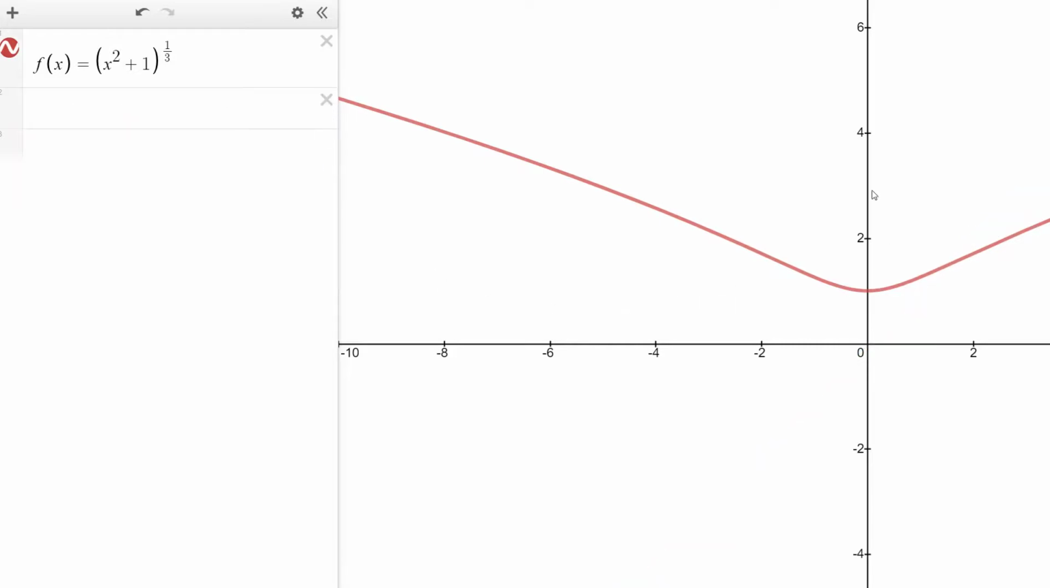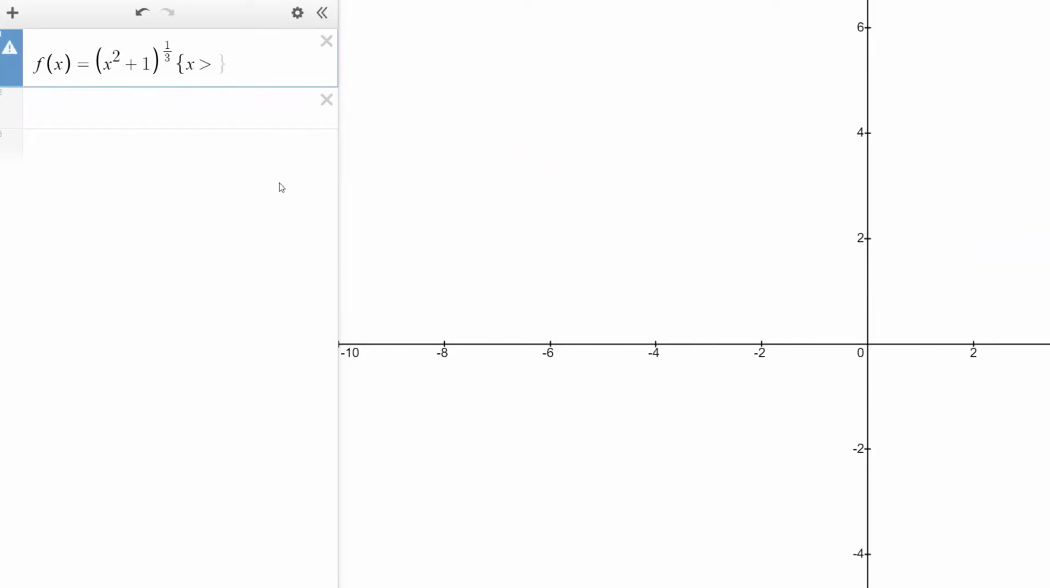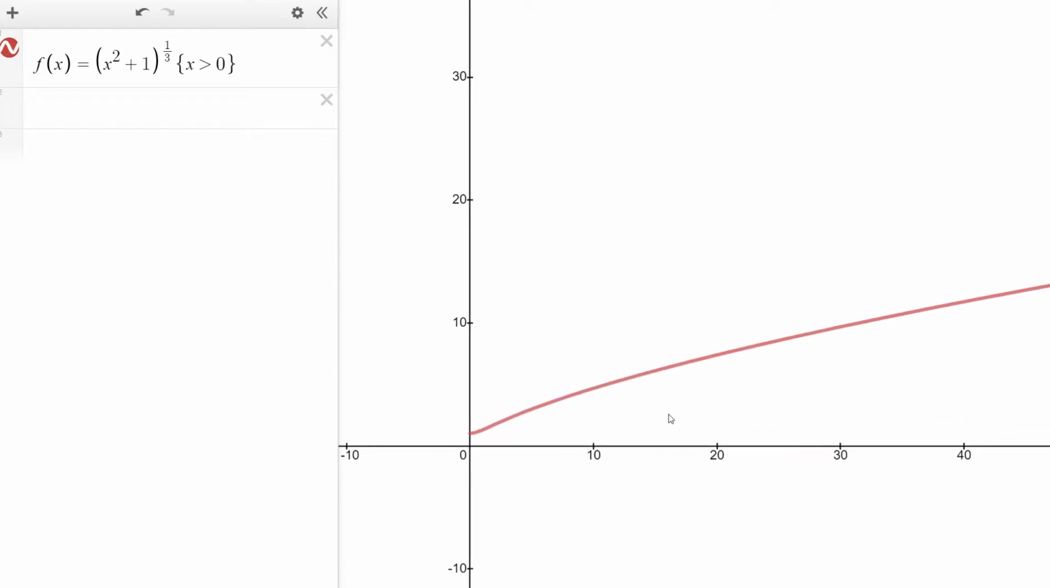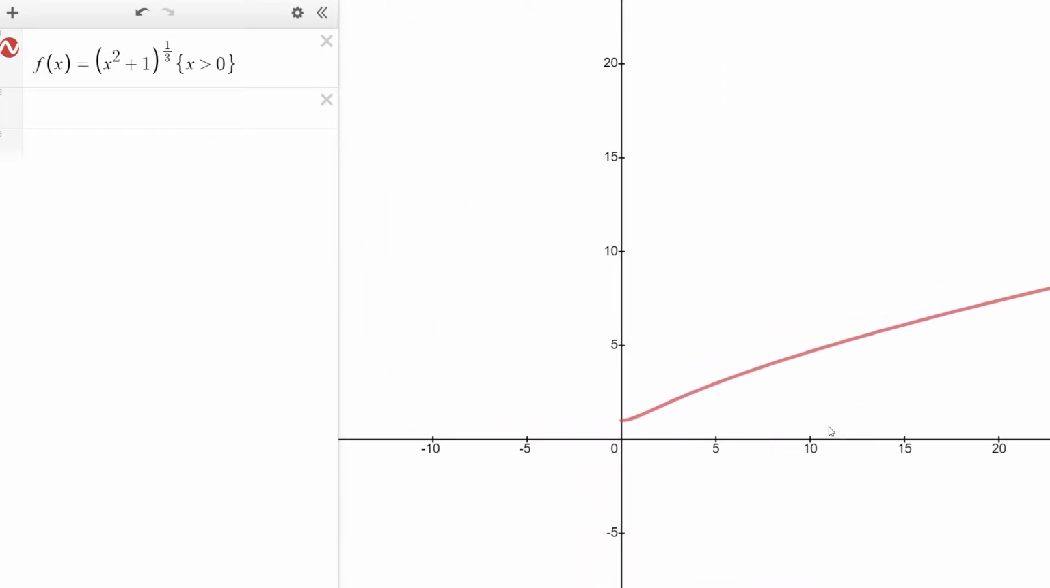So we need to go ahead and domain restrict this function. It is actually your choice. If somebody doesn't tell you how to domain restrict the function, you can restrict the domain any which way you want. I'm going to go ahead and domain restrict this for x values greater than 0. So that gives me what looks to be a one-to-one function.